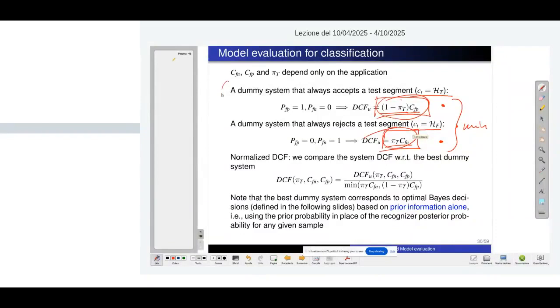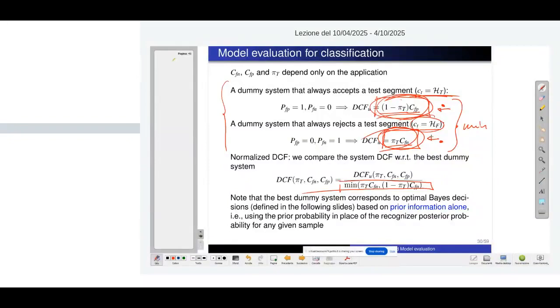So the cost of a dummy system that always predicts a single label will be the minimum of these two, assuming that I will select the system that has lowest cost among these two. So this is the cost of a dummy system, and I can use that to normalize my DCF. This gives me a relative cost with respect to a system that doesn't look at the sample, but always predicts a single class. And which one does it predict? It predicts the one that will give me on average the lowest cost.